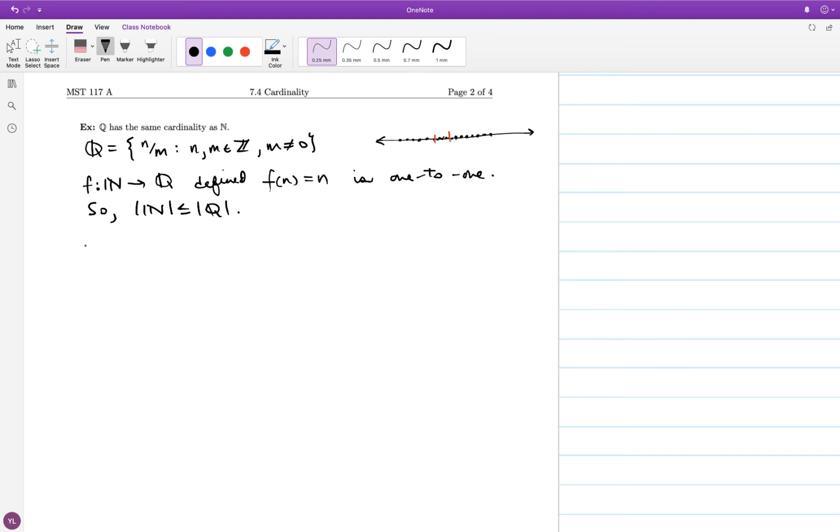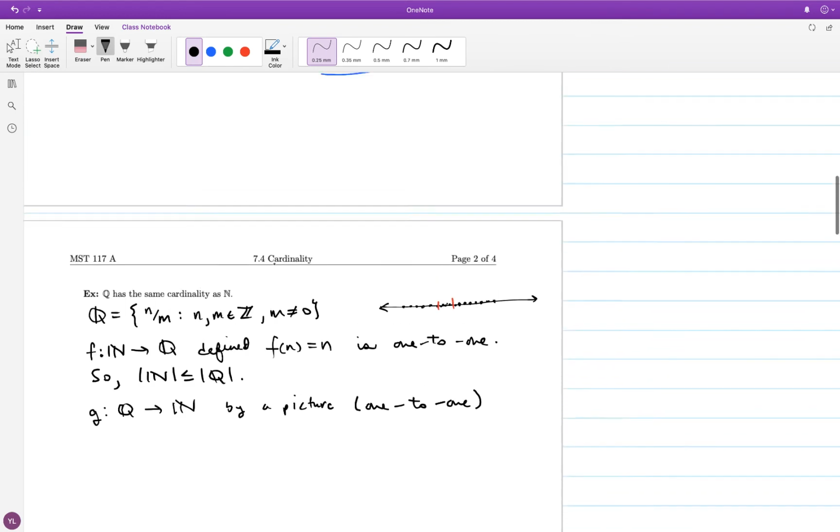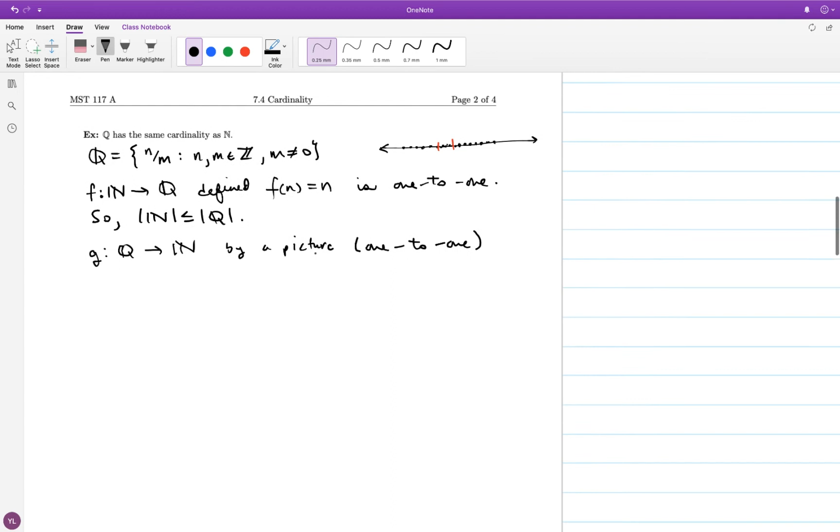And then what I'm going to do now is define G from Q to N by a picture. And we're going to see that it's one-to-one from the picture. And so then we'll just invoke the Schroeder-Bernstein theorem and conclude that these two sets have the same cardinality. Okay, so let me draw the rational numbers, and then we're going to use our ruler, our blue ruler technique, to define G by the picture.